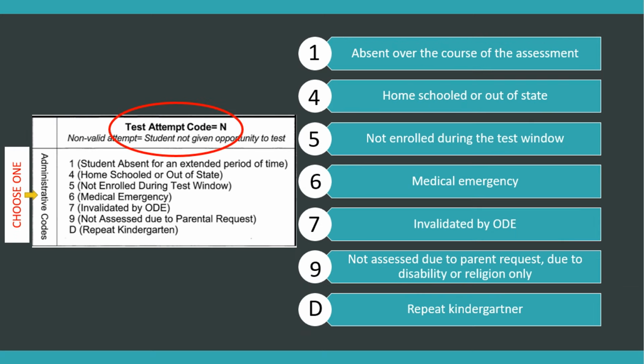Here are the codes applicable to an N test attempt code. I will highlight a few. 9 is used when a parent exempts their student from the assessment. D is used when a student is repeating kindergarten.